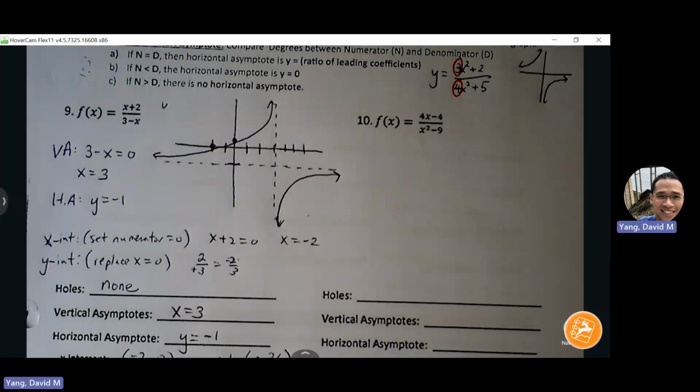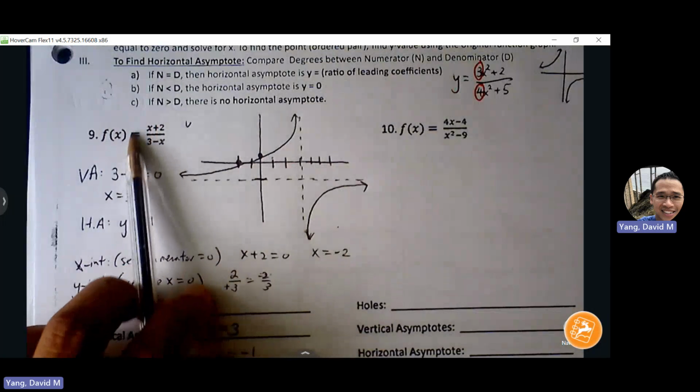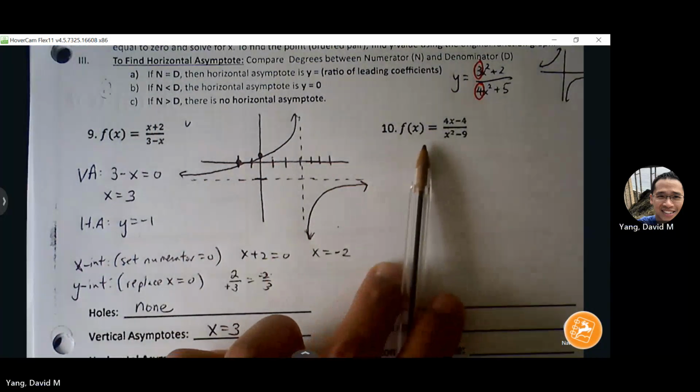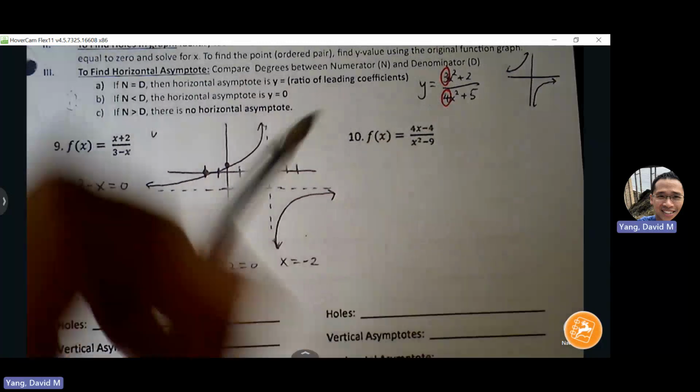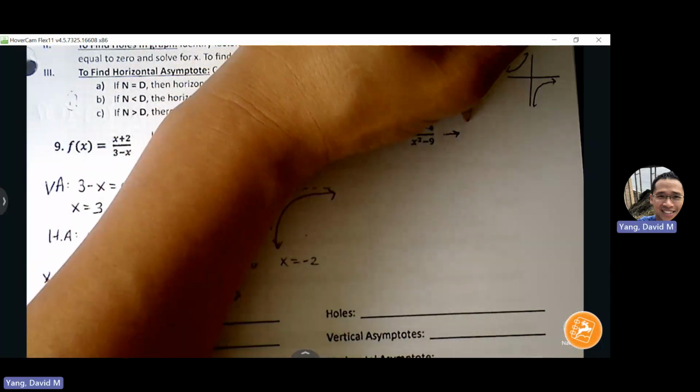Okay, but number 10, we're going to see something that may be a little bit more involved. Here, y equals 4x minus 4 over x squared minus 9. Let's go ahead and factor as much as we can. We didn't really factor anything for number 9 because it's already in factored form. But here we can do some cleanup. So in the numerator, I can factor out a 4.